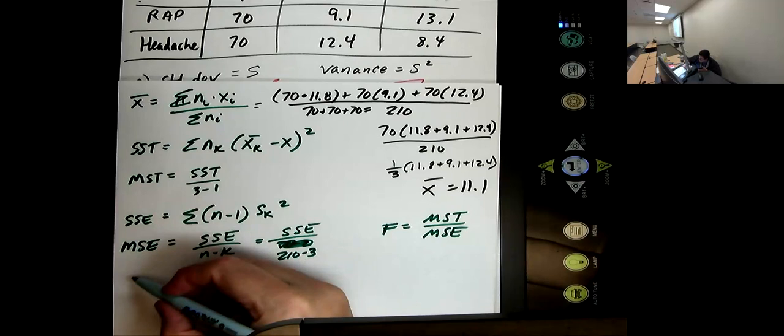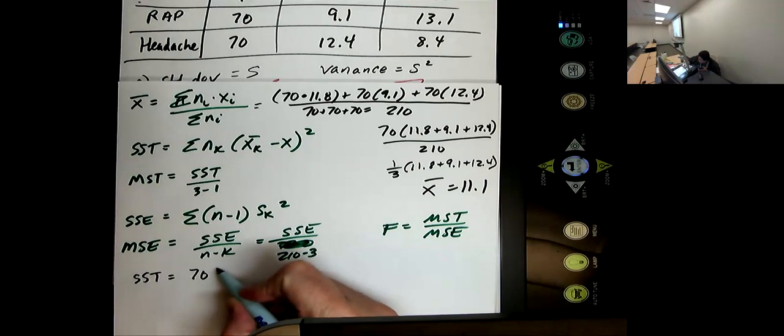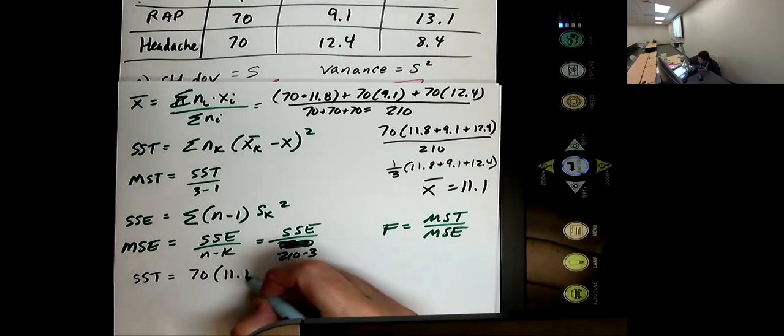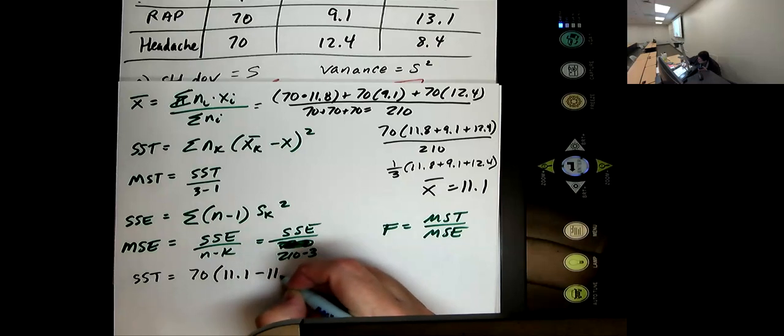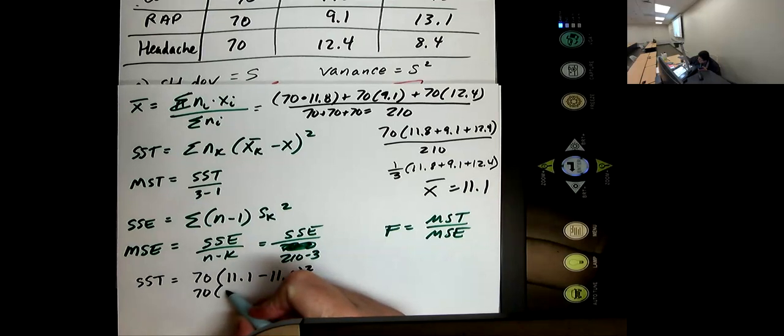All right, so SST is we're going to take each group's value and we're going to do 11.1 minus their mean. And we're going to square it. And then we're going to add that up.